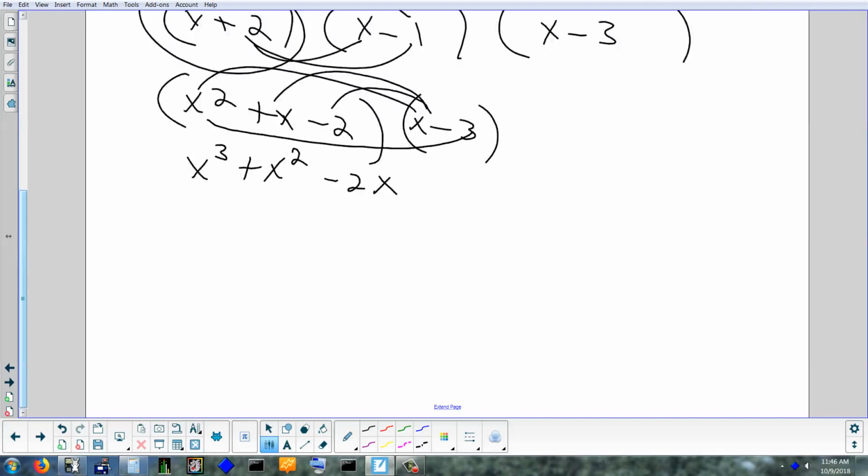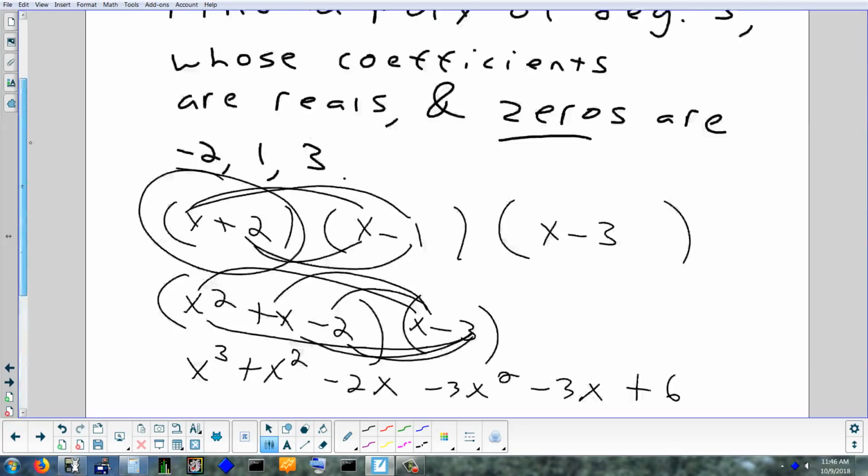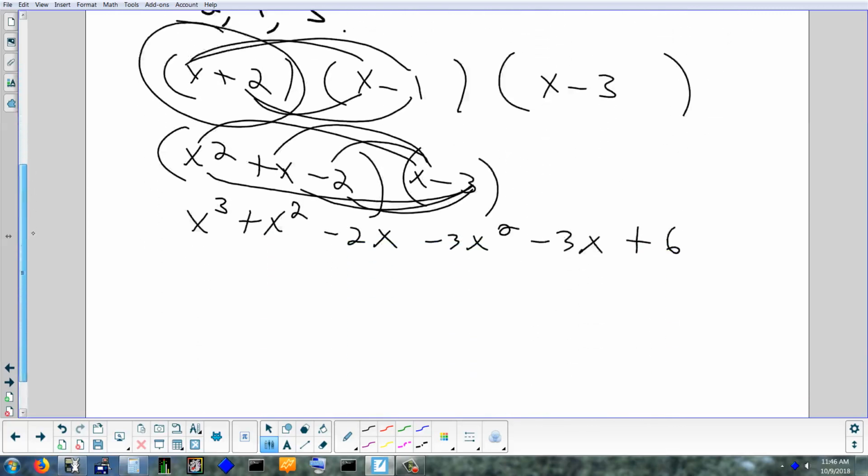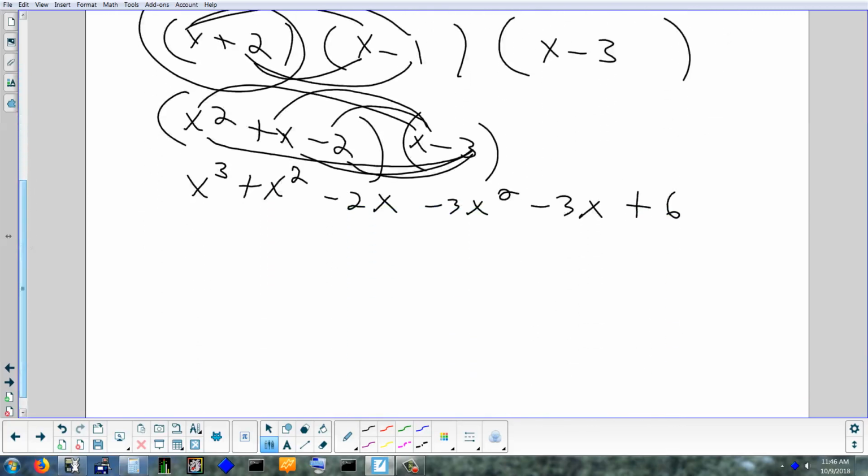Negative 3 times x squared. Joe? Negative 3x squared. Negative 3x squared. Okay. Negative 3 times x is negative 3x. Negative 3 times negative 2 is plus 6. Okay, let's combine like terms. I'll graph it, and let's see if it actually crosses the x-axis at negative 2, 1, and 3. As long as we did everything right, it definitely should.